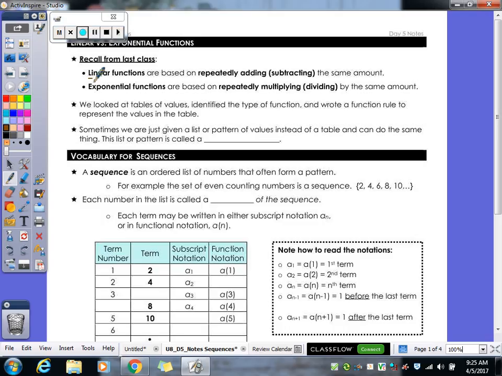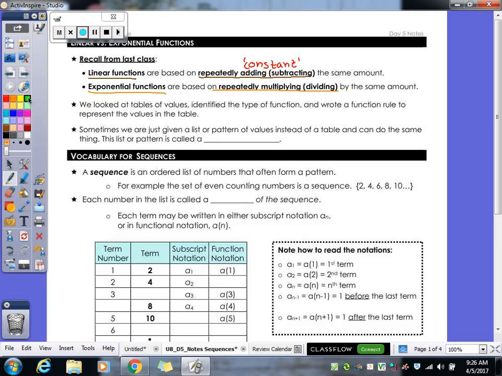So linear functions are repeatedly adding or subtracting the same amount. Since it's repeatedly adding or subtracting, it's what we refer to as being constant. It's always going up or going down by the same amount. That's like one of the biggest things you have to be able to remember to understand about your linears. Always the same amount. Our exponentials, though, are based on repeatedly multiplying or dividing by the same amount. So the actual amount of increase is always going to be different.